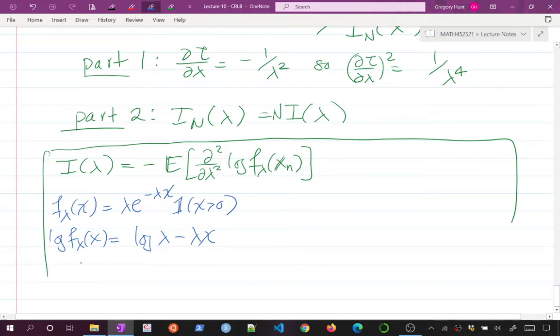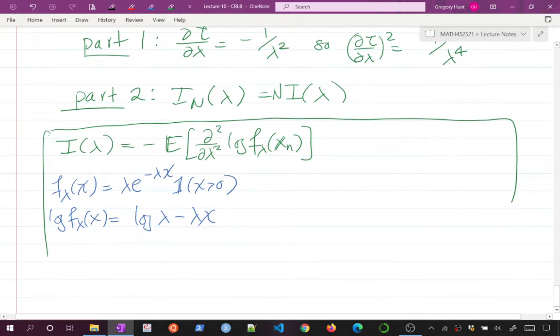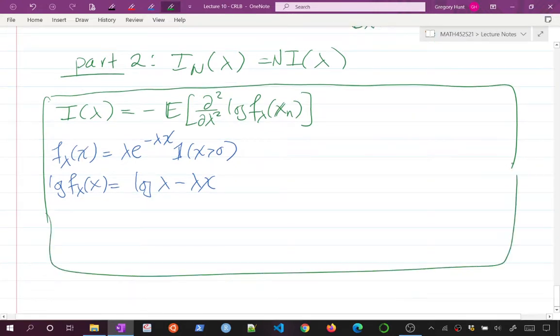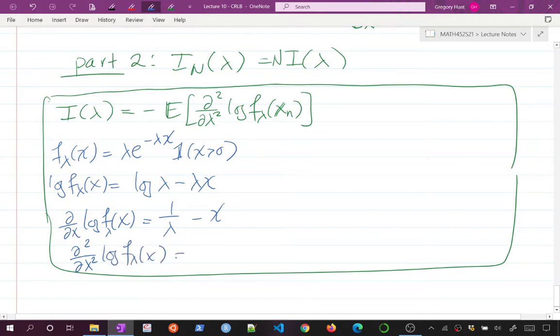And so I need to basically take 2 derivatives. The derivative with respect to lambda of log f lambda of x is 1 over lambda minus x, which means the second derivative, and I'm doing this fast because we've done this, is negative 1 over lambda squared.